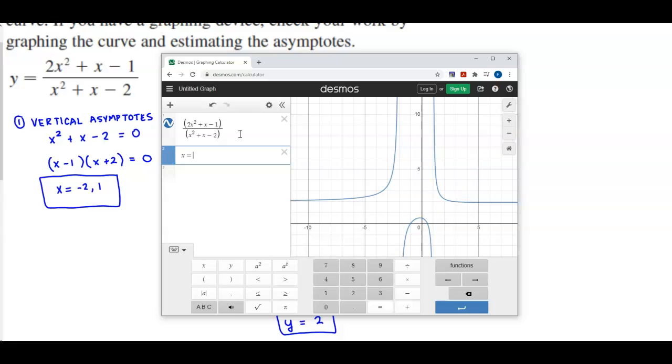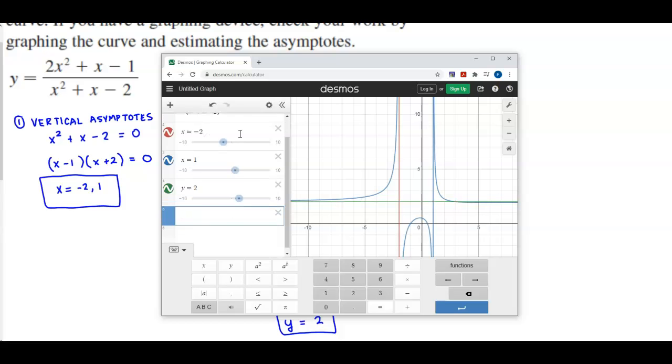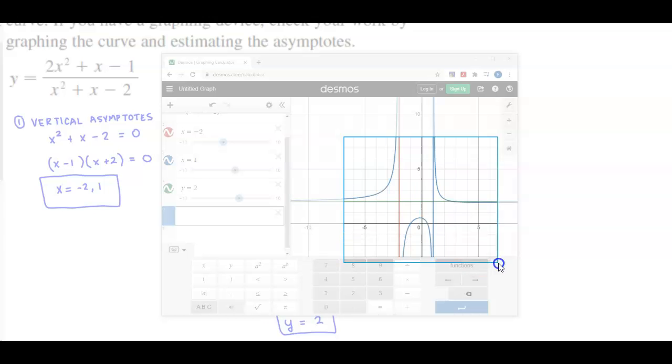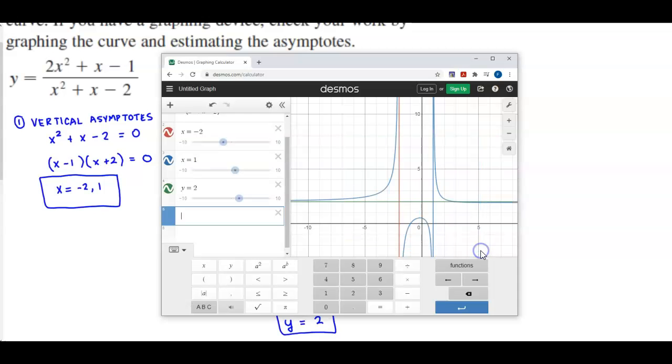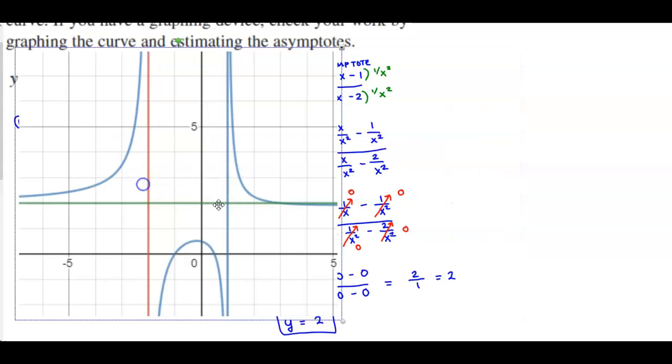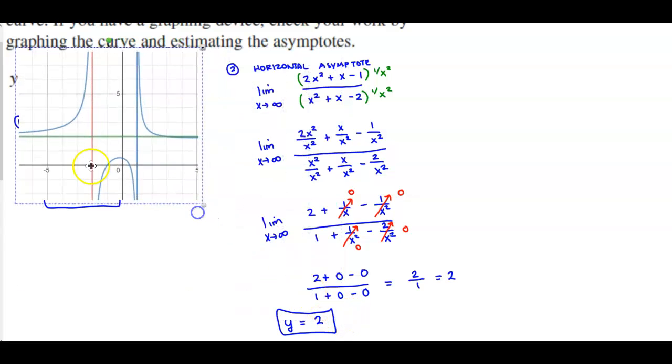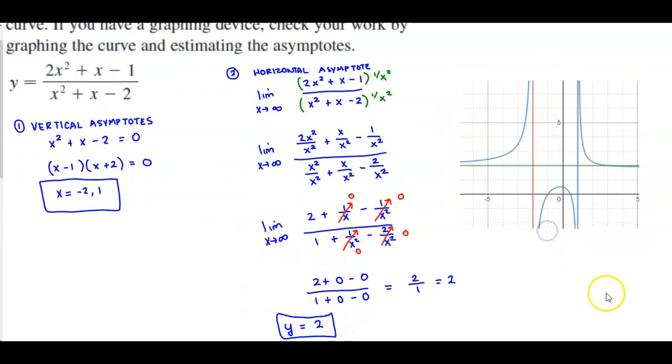And now let's go ahead and graph our vertical and horizontal asymptotes. So we have x equals -2. We also have x equals 1. And we also have y equals 2. And so that confirms our graphing result with those vertical and horizontal asymptotes.